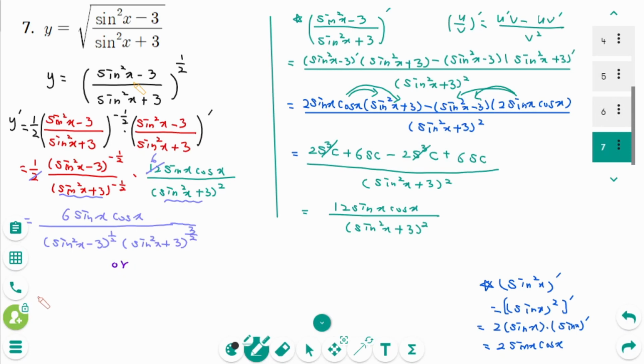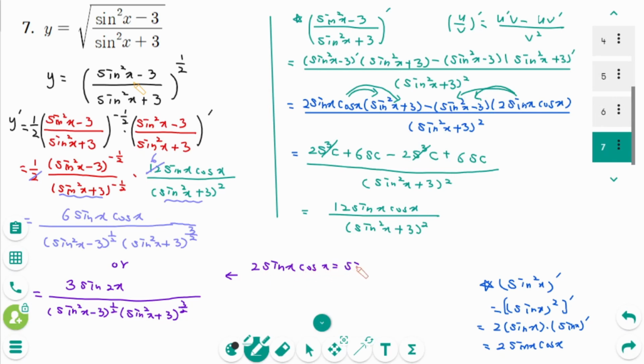Or we can rewrite as 3 sine 2x over sine squared x minus 3 to the power of 1 over 2 times sine squared x plus 3 to the power of 3 over 2, because 2 sine x times cosine x equals sine 2x.